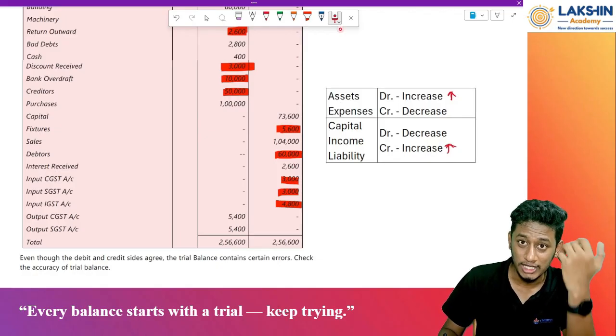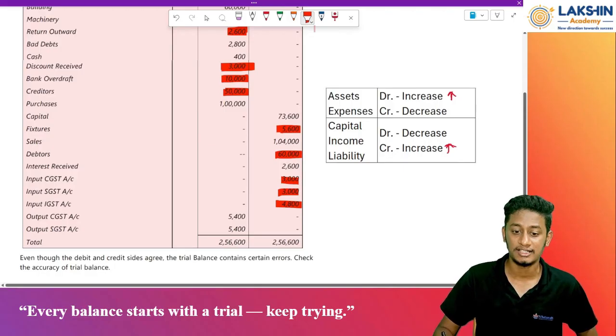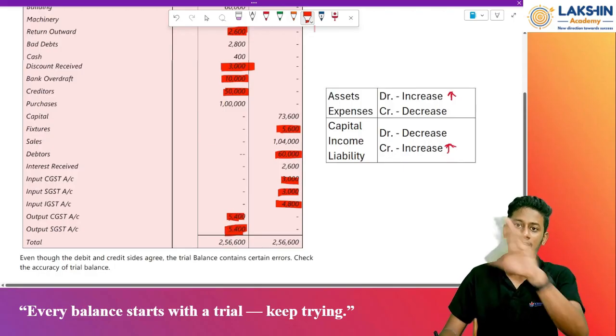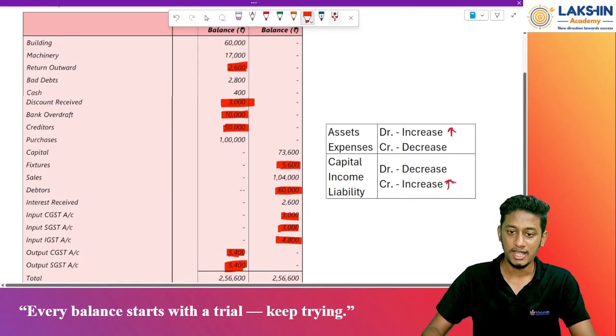And it is an output liability. So it is categorized as a liability. Liability up, credit. But where have they taken the amount? On the debit side. So take it on the credit side, and you're done. Now we have found all the errors.